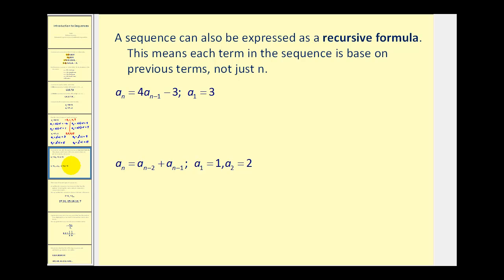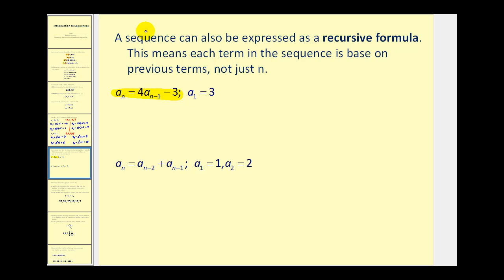Another way to express a sequence is by a recursive formula. And this means that each term in a sequence is based upon previous terms, not the value of n. So if you look at this formula here that generates the terms, if we want to find, let's say, a sub 3, we have to find a sub 3 minus 1, or a sub 2. So a sub 3 is based upon the value of a sub 2. If we wanted a sub 5, then this would be a sub 5 minus 1, or a sub 4. The fifth term is based upon the value of the fourth term.